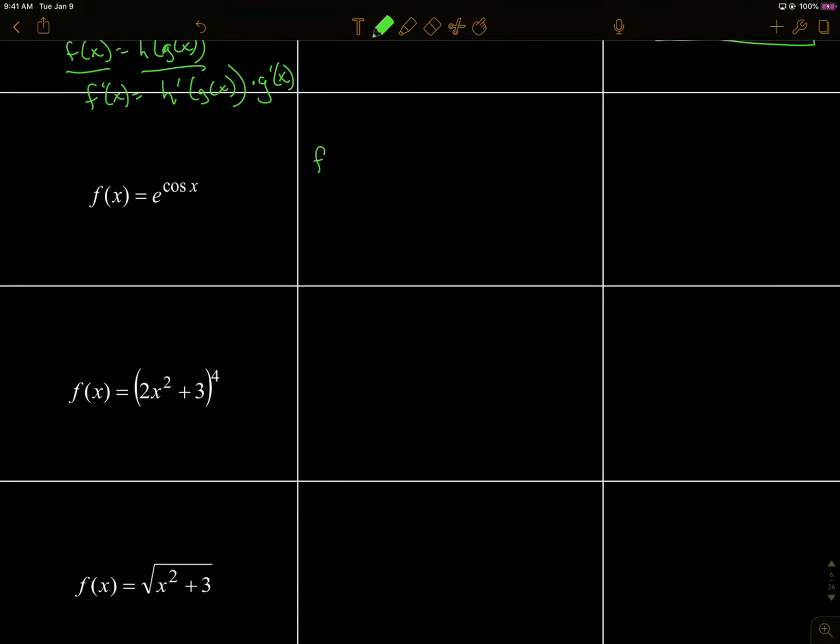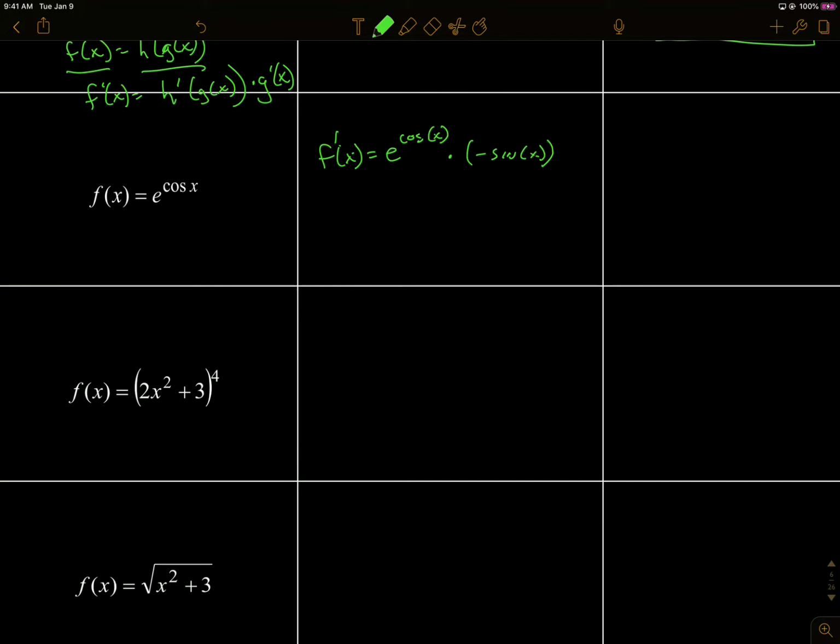All right, let's do the derivative of the next one here. The derivative of an exponential function is itself. So it's going to be e to the cosine of x. F of x equals e to the cosine of x. So that's the derivative times the derivative of the inner, which is negative sine of x.